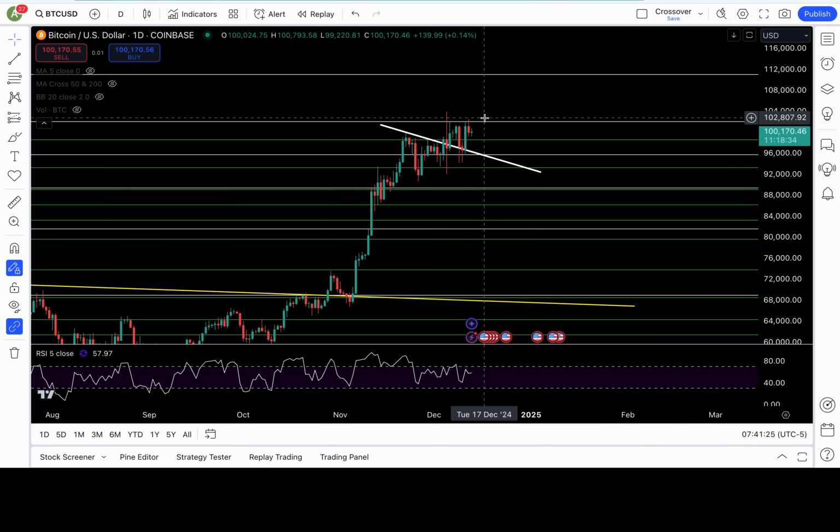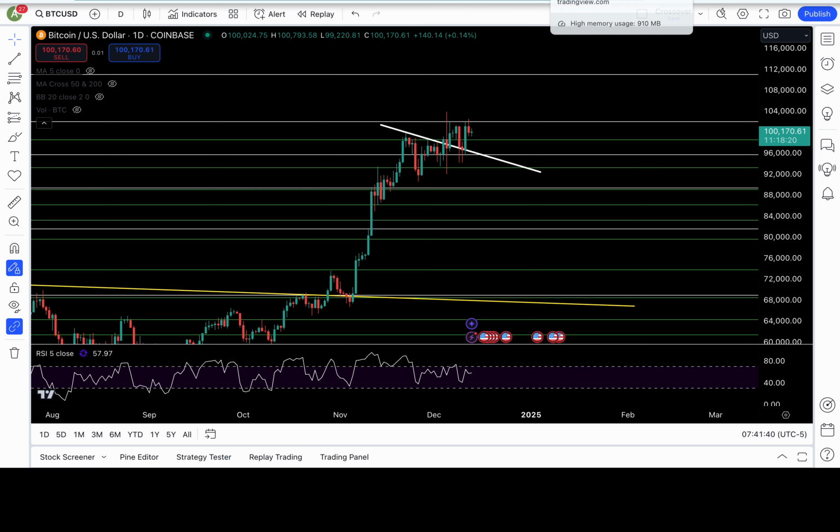Bitcoin, still looking bullish. It just needs to clear 102,000 to put 104,000, a new all-time high, in play. I can't get bearish unless 100,000 and 95.5 thousand fail as support.